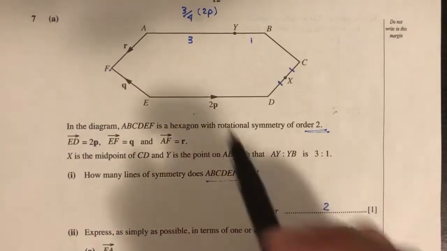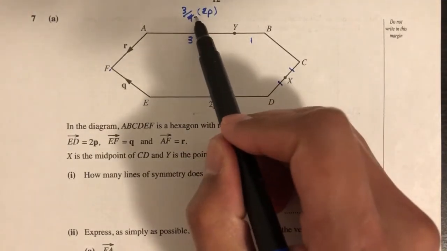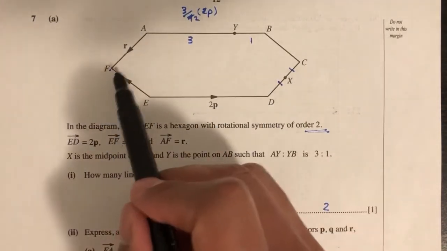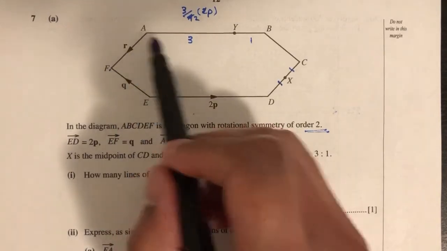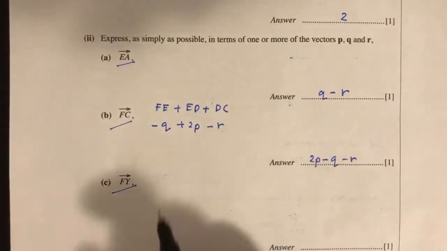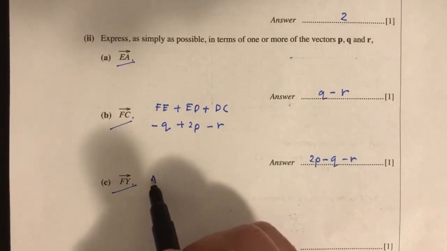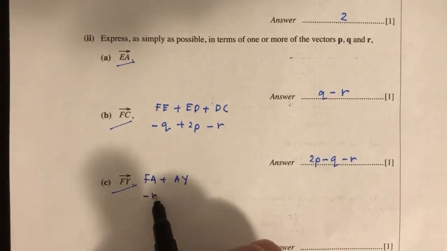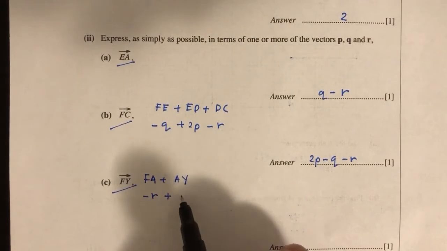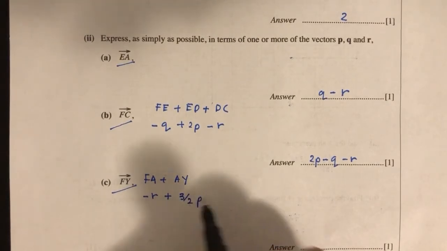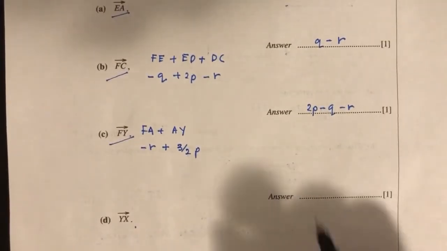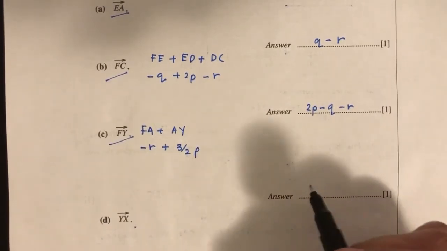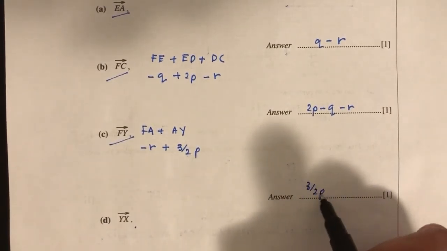So let's simplify. That will give me 3 over 2P for AY. So FY will be FA plus AY. FA is minus R, plus AY will be 3 over 2P. That will be your answer for this one. So 3 over 2P minus R.